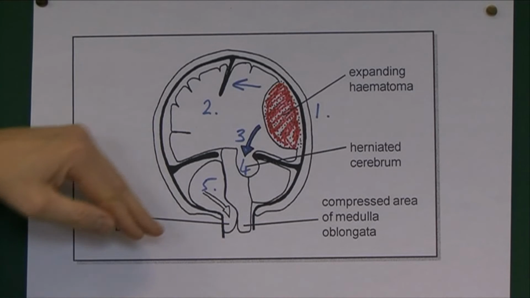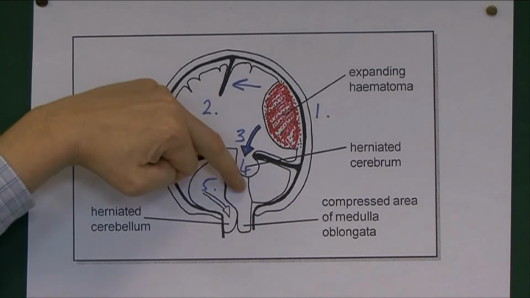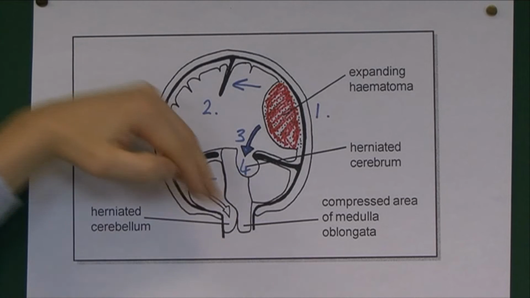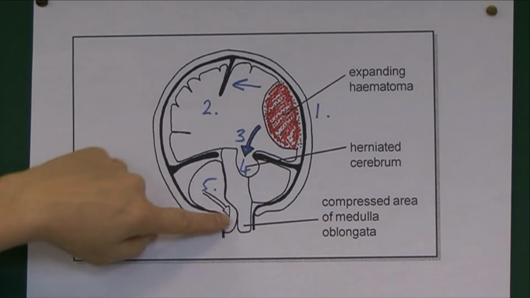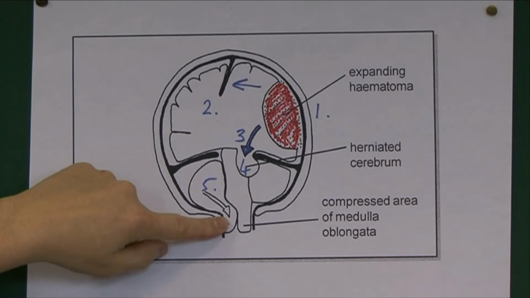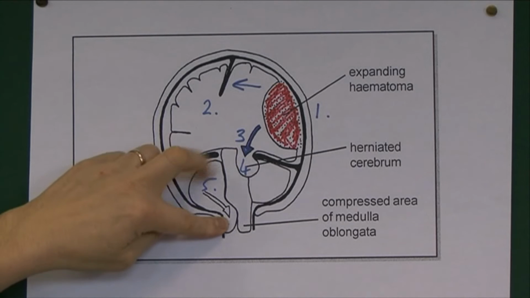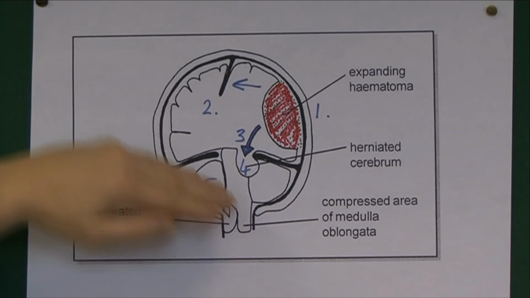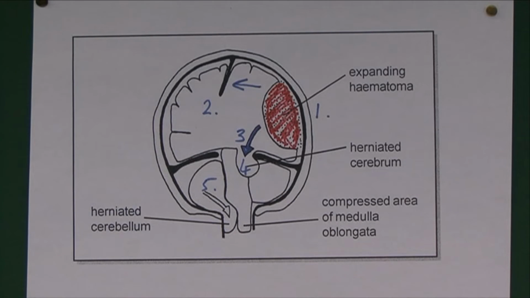And of course, as well as compressing the medulla oblongata itself, the herniated area of the cerebellum, as a result of the tentorial herniation, is going to compress the blood vessels which supply the medulla with blood. They're going to be compressed, and the medulla will lose its blood supply and it will lose its oxygen supply. When this happens, the patient dies essentially instantly.